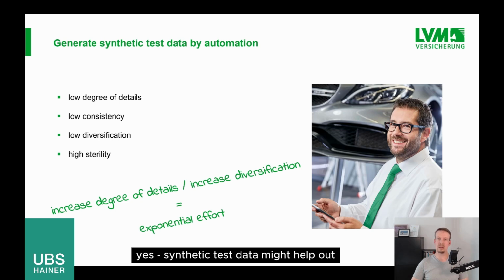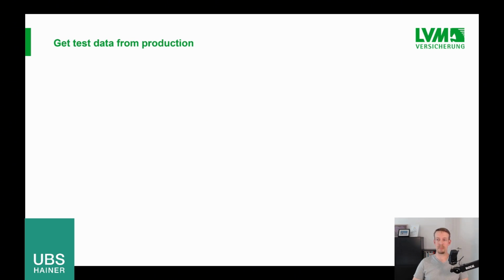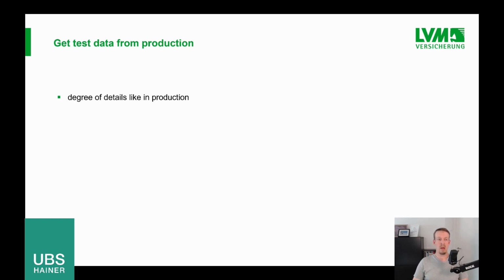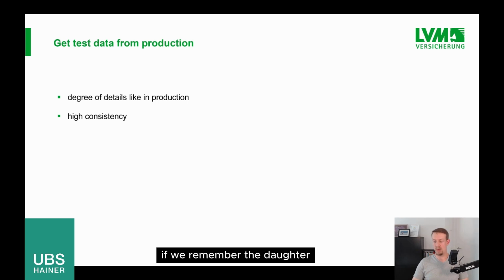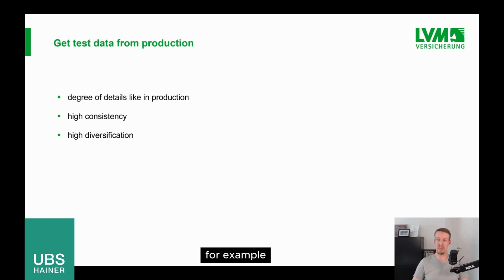Yes, synthetic test data might help out, but they are not the best way to get to test data. How about if we get our test data from production? There we have a high degree of details. We have all the corner cases of our living customers, for example. We have a high consistency. If we remember the daughter that is 2 years older than her biological mother, this won't happen due to biological constraints. We have a high diversification, as the datasets will be as diverse as our customers, for example, are.